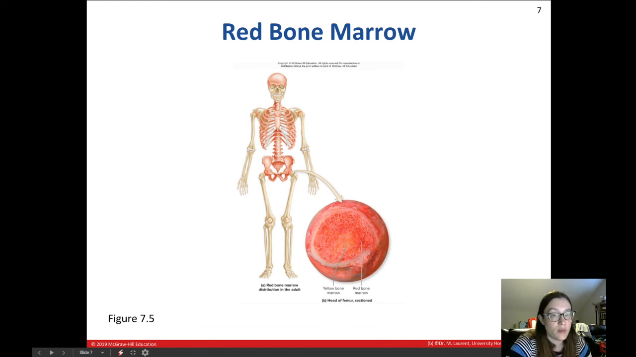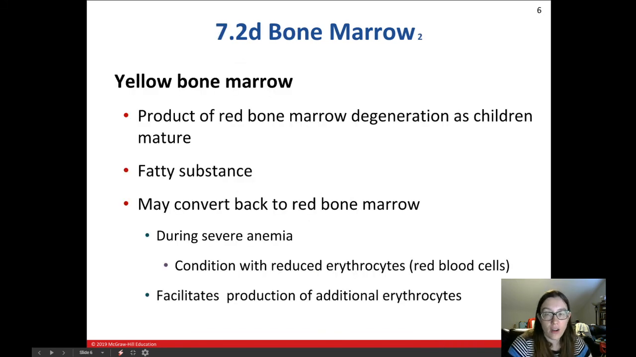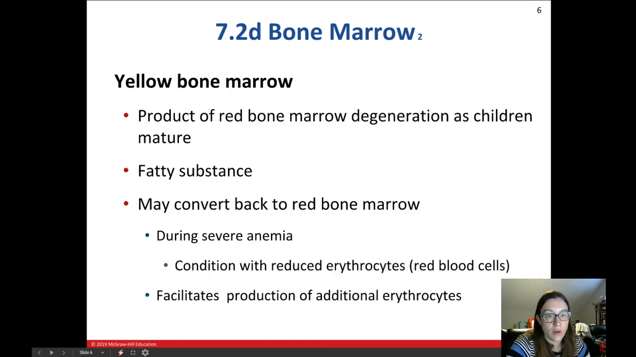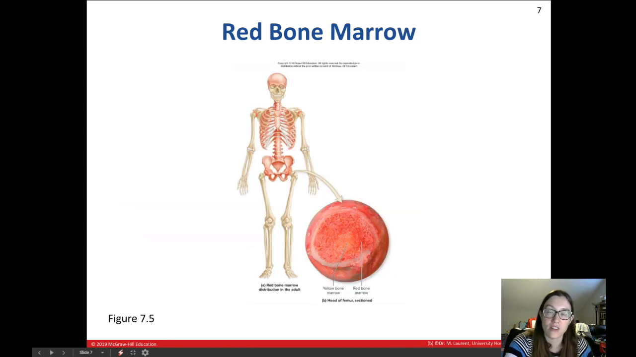So when we get to the chapter on blood, so chapter 18 in 169, we'll talk a lot more about the different hormones and everything that are involved and how exactly the blood cells are made. But know that they are made in the bone marrow, the red bone marrow specifically. And that's kind of as far as we're going to go in this chapter. And we'll get into the details in 169.